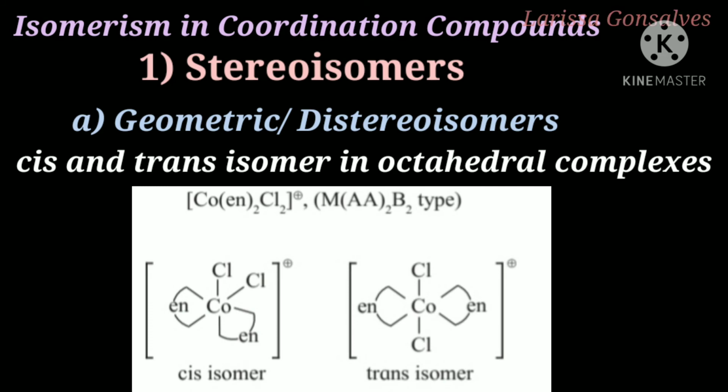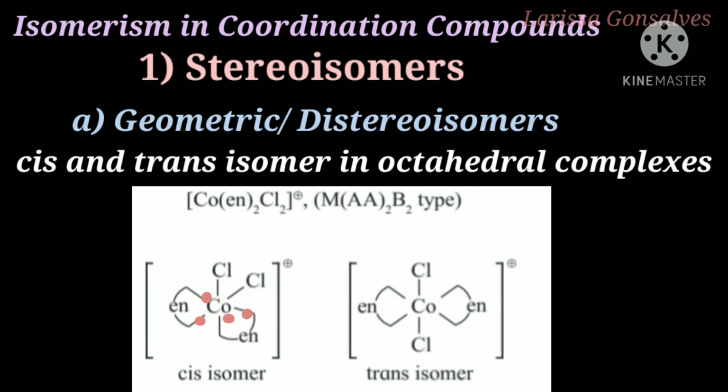So here AA means bidentate ligand. The en group here is ethylene diamine. So ethylene diamine has 2 donor pairs, that is nitrogen. There are 2 nitrogen donor pairs here.